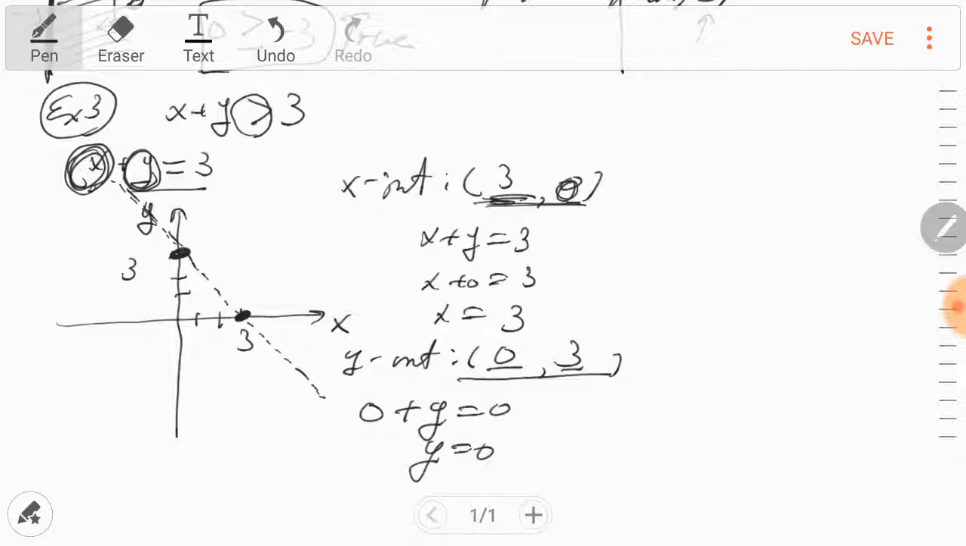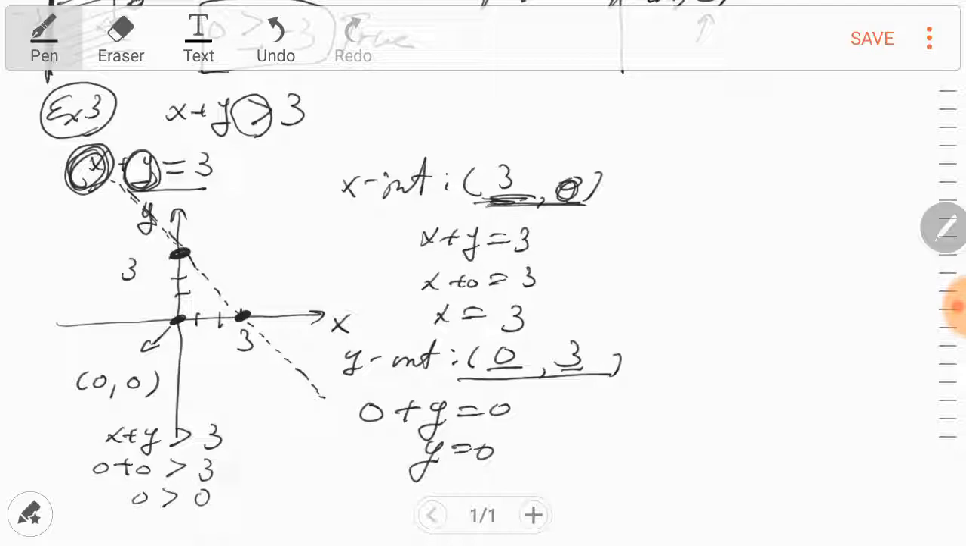Select any point outside the line. The best one is the origin. So let's try 0, 0. From the inequality, x plus y is greater than 3. Plug in x equals 0, y equals 0. Then let's check if this is correct.